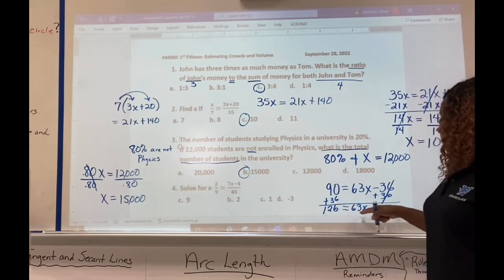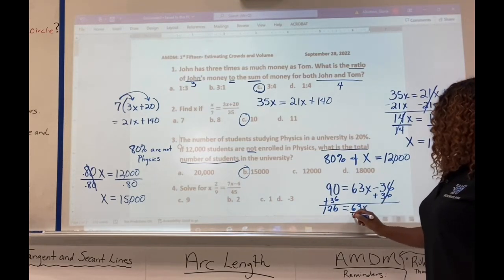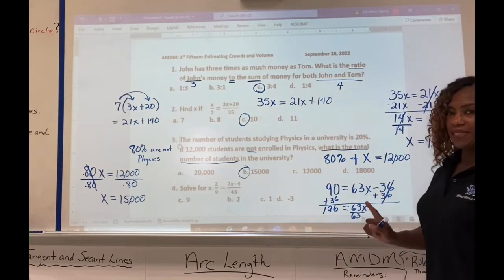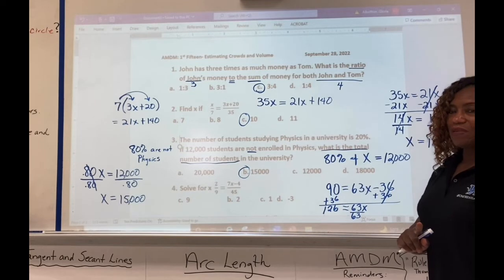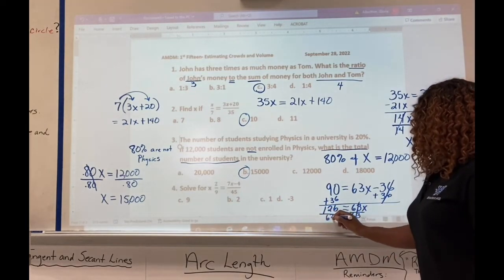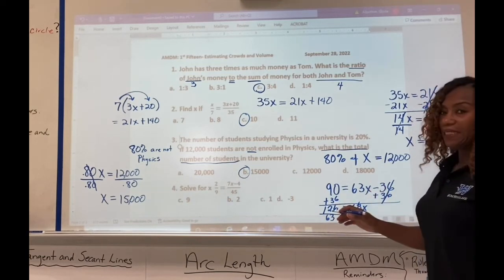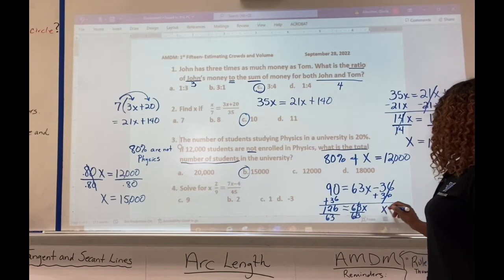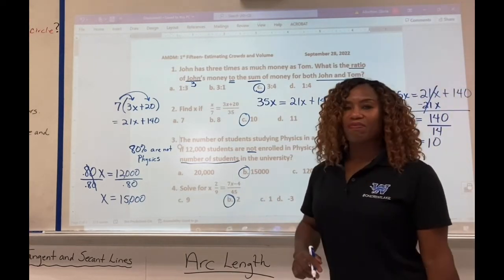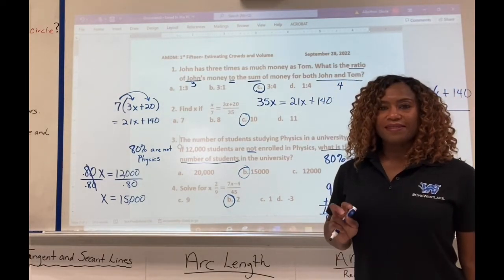But I still don't have the x isolated because that 63 is there. So how do I fix that? The inverse of 63 times x is divide by 63. So these will cancel. Don't forget, whatever you do to one side, you do to the other. And this 126 divided by 63 is 2. So x equals 2 for problem number 4, and that is B. Okay? Now we're going to take a look at number 5 and 6.